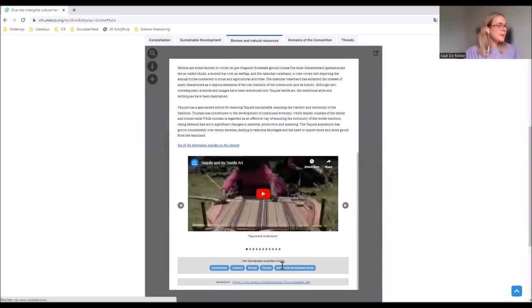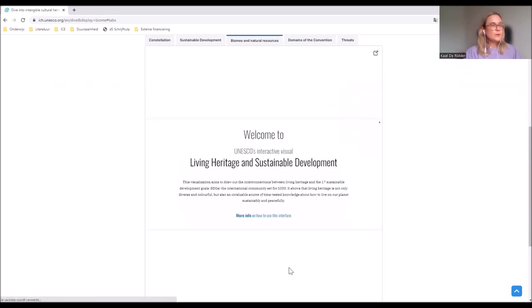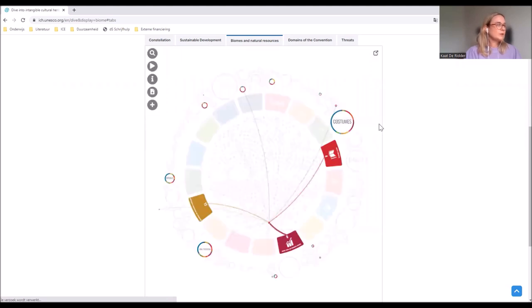Now, in addition to being a very powerful wealth of knowledge and a driver of cultural diversity and dialogue, intangible cultural heritage practices also form an important contribution when it comes to life on our planet in a sustainable and peaceful way. In other words, ICH practices are interlinked with the 17 SDGs, the Sustainable Development Goals, and their realization. Let's have a look at our Takile textile art case and in what way it is related to those SDGs.